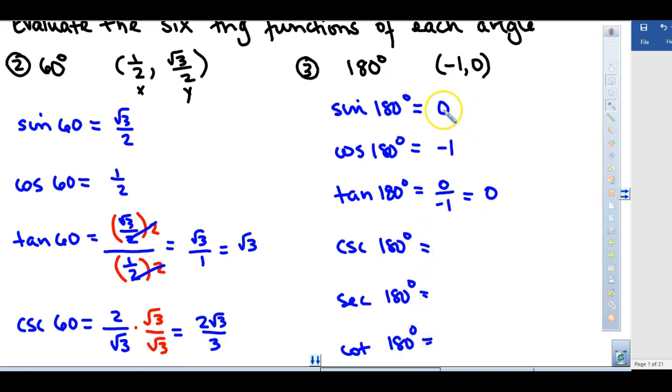So if I flip 0, well, that's like a 0 over 1. So if I flip it, I get 1 over 0. Well, you can't have 0 in the denominator, so that becomes undefined, which is okay. Some of these trig functions for some of the angles will be undefined, simply meaning there is not a value for cosecant for that angle. Secant, we're going to flip cosine. Cosine is a -1. That's like it's over 1. So 1 over -1 is going to give us -1.